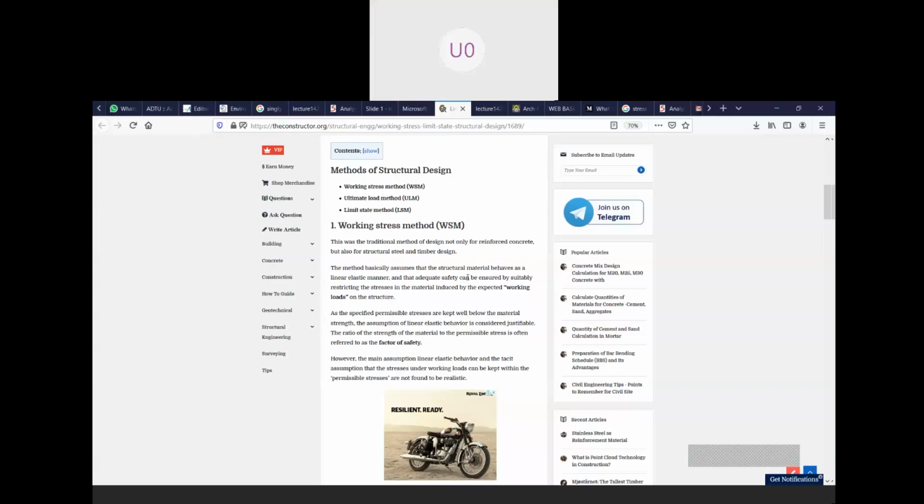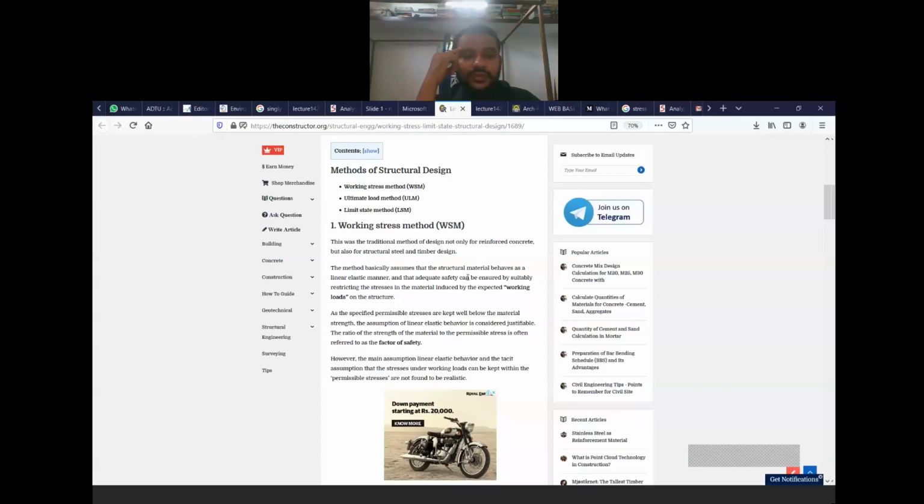Yes or no? No. Similarly, is concrete perfectly elastic? No, sir. But according to this working stress method, both steel and concrete are perfectly elastic. As we know this is actually not true, we can't accept this statement. Next, you can read this one.